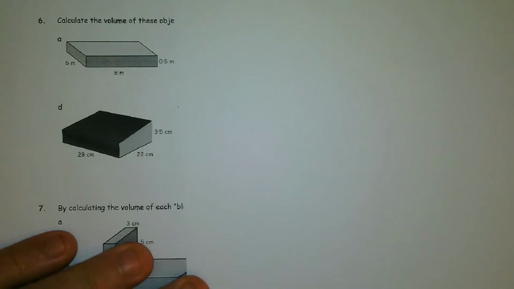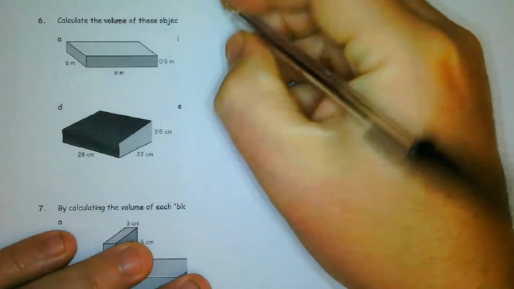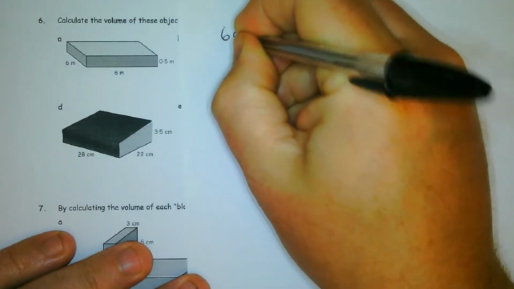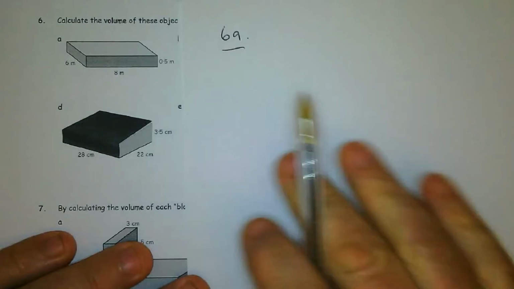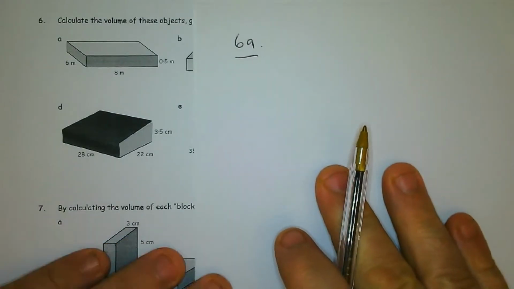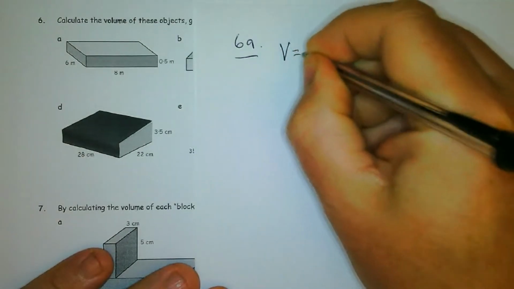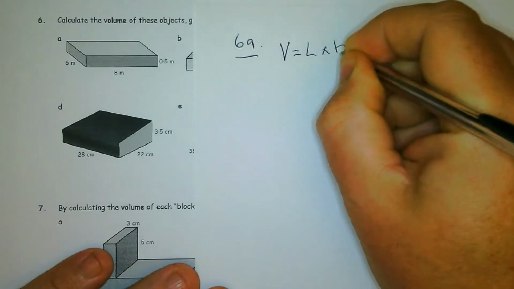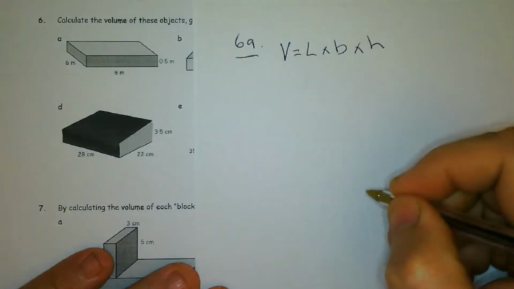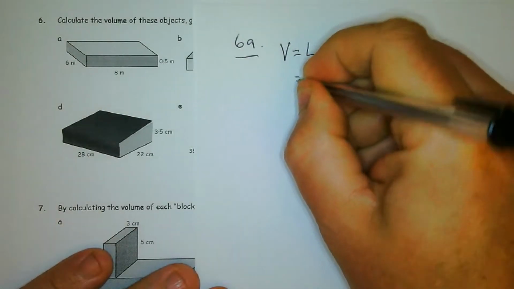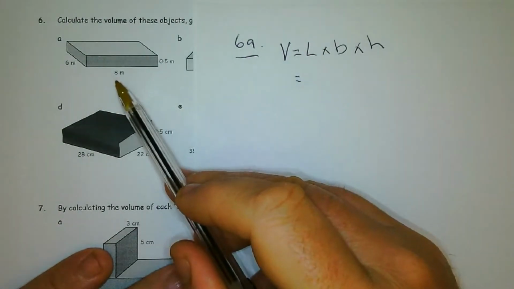Now you can use a calculator. So if I go 6A, all we're doing here is working out the volume of that. Volume we know is L times B times H. So we're going to put the values in.